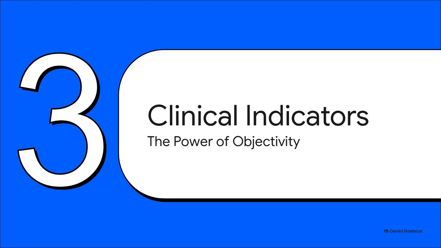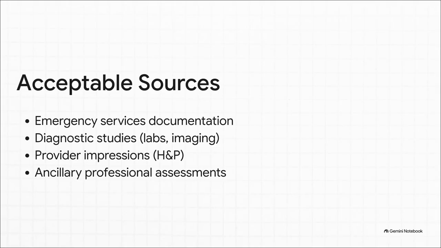Which brings us to Section 3, the power of objective clinical indicators. So the crucial question is, how do we actually prove we're dealing with severe brain dysfunction and not just a patient who is mildly sleepy after getting some pain medication? Well, you have to rely on acceptable sources of objective clinical indicators, and these can be compliantly sourced from multiple areas within the current or relevant prior encounter.